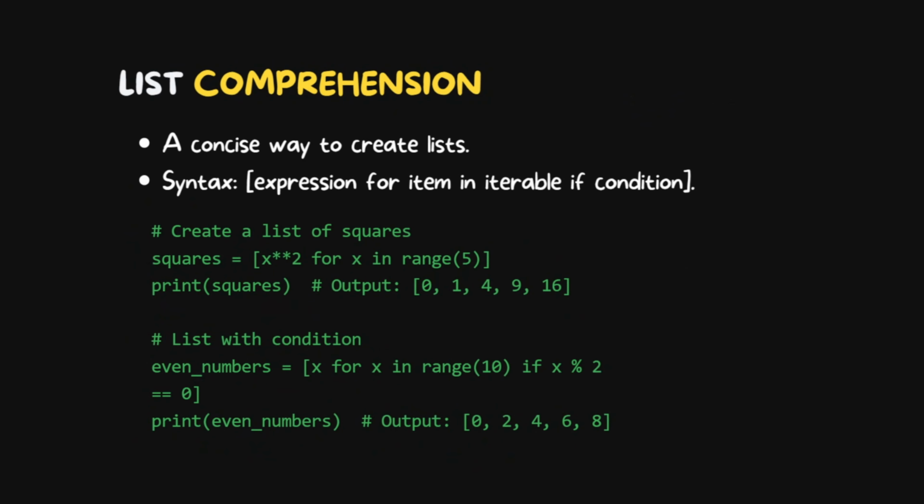Next is list comprehension. It is a concise way to create lists. This code here creates a list of squares. The first example calculates the squares of numbers from 0 to 4. The second example includes only numbers divisible by 2.